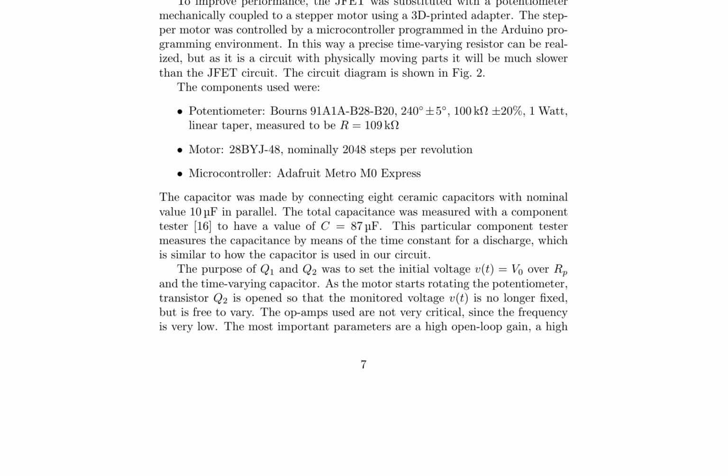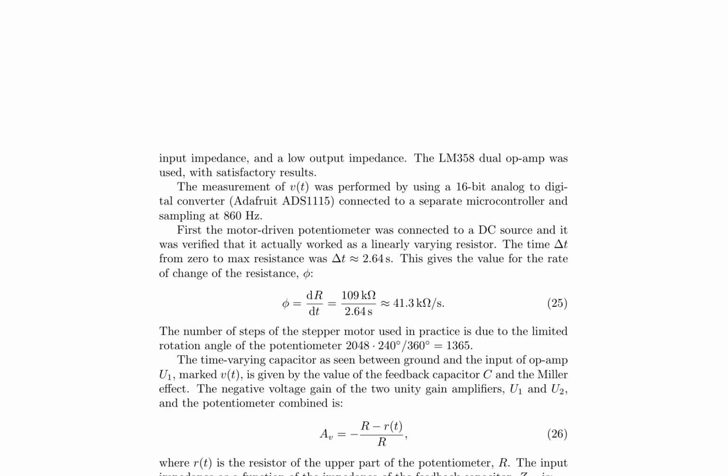The op-amps used are not critical, with a high open-loop gain, high input impedance, and low output impedance, and the LM358 dual op-amp was used with satisfactory results. The measurement of the voltage response versus T was performed using a 16-bit analog-to-digital converter connected to a separate microcontroller and sampling at 860 Hz.